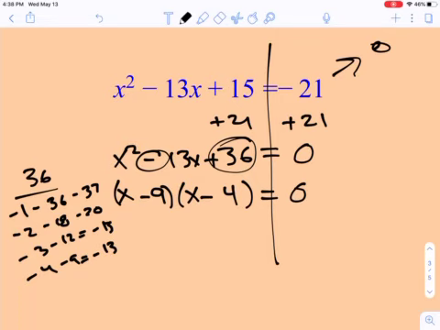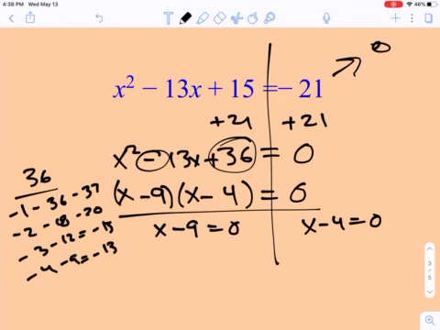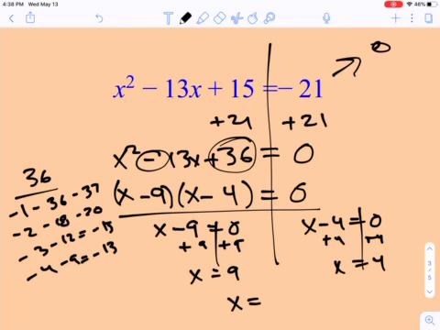And now you've got two equations you're going to set up. So x minus 9 has to be equal to 0, or x minus 4 has to be equal to 0 in order for this to hold true. So add 9 to both sides. You get x is equal to 9. Add 4 to both sides for this one, and you get x is equal to 4. And so my solution set in this one would be the numbers 4 or 9.